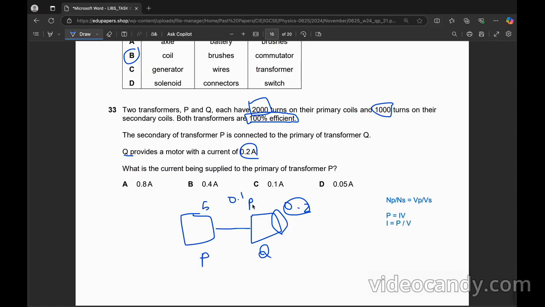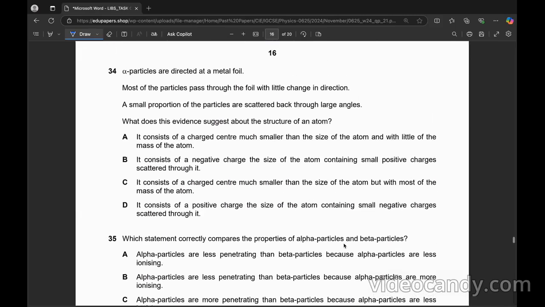And the primary coil has more turns, which means the current is going to be less. So in the secondary coil, you also have 0.1 ampere because they're connected. They have the same thing. But we want the primary coil. So in the primary coil, once again, we have more turns. So we'll have half again, right? So now we're left with 0.05 amperes, and that will be D.